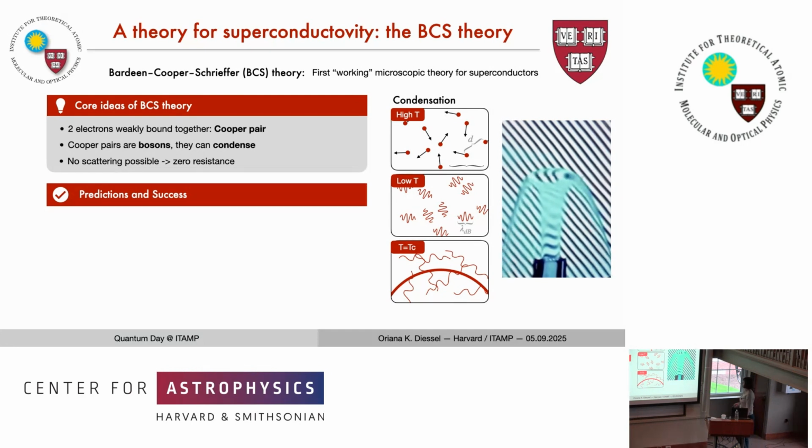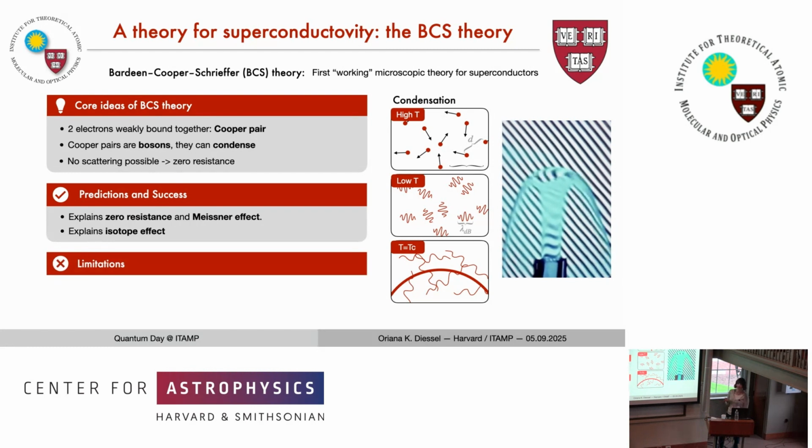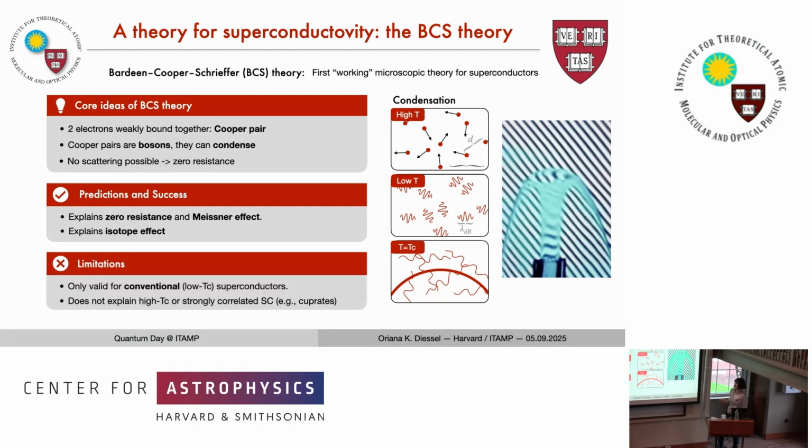So this BCS theory turned out to be really successful because it can explain the two features we learned that a superconductor has, the zero resistance and also the Meissner effect. And it can also explain isotope effects, like why different elements have different critical temperatures. There are, however, some limitations. For example, it's only valid for the so-called conventional or low temperature superconductors.